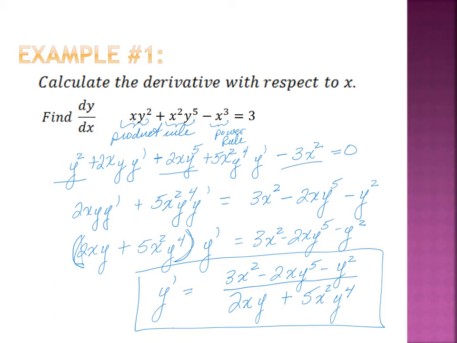It's not difficult, it just will become tedious with algebra, so be careful. Don't drop negatives, make sure you're deriving right, make sure you recognize when you have a product rule or if you have a chain rule. Make sure that you're keeping track of all of the rules that you know.